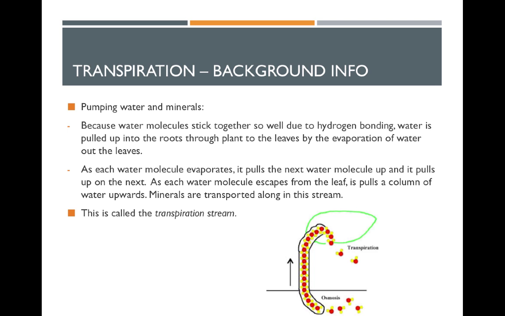So when one water molecule evaporates out of the leaves, because they like each other so much, it pulls another one up into its place, okay? And then that pulls one up and the next one up and the next one up, and that goes all the way along the plant through the roots. So that helps it pull water in through the roots, okay? And that's what we call a transpiration stream.